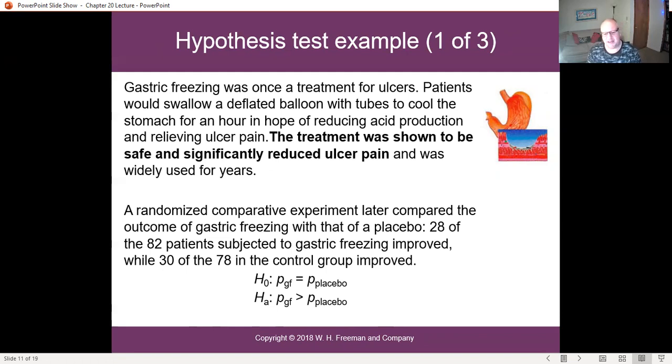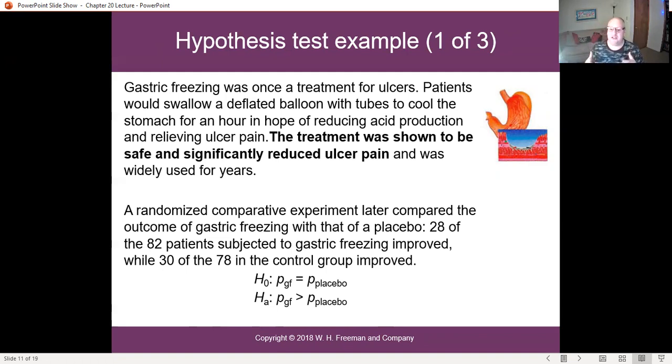A randomized comparative experiment later compared the outcome of gastric freezing with that of a placebo. So 28 out of the 82 patients subjected to gastric freezing improved, while 30 out of the 78 in the control group improved.